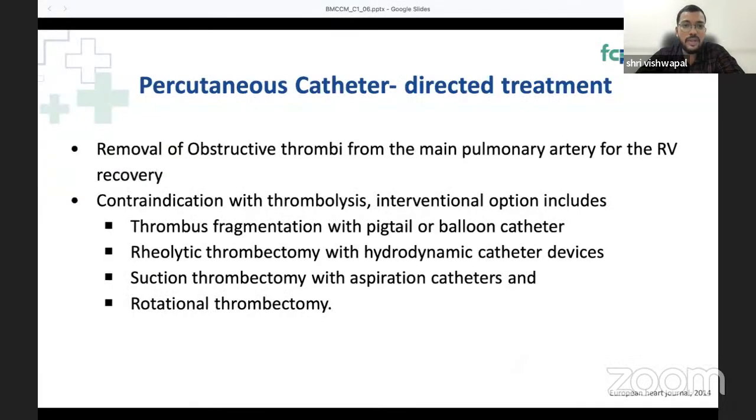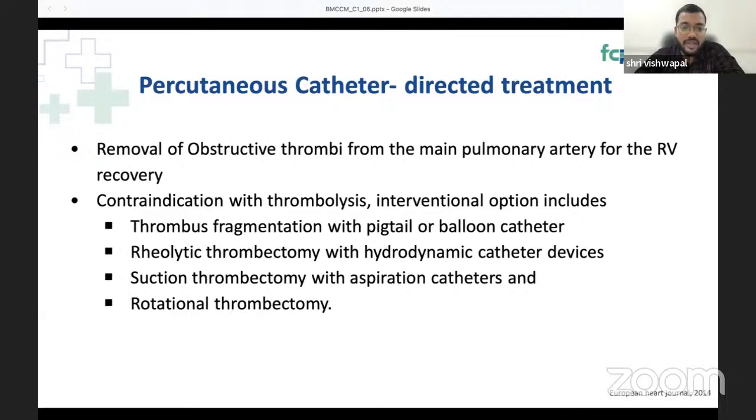And the next one is the percutaneous method. In recent days we have been moving from open surgery to non-invasive procedures, and one such thing is percutaneous intervention. This helps in removal of obstructive thrombi from the main pulmonary arteries for right ventricular recovery. It can be used in patients who have a contraindication to thrombolysis.